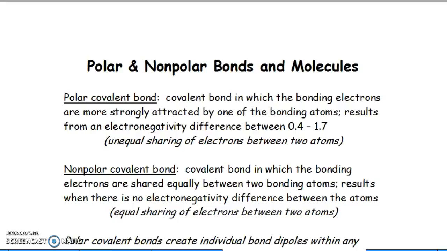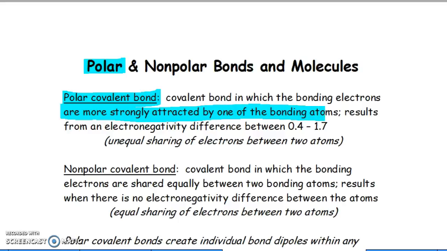All right, so today's screencast is going to be about polar and nonpolar bonds. At first, we're going to start talking about polar bonds. A polar covalent bond is a bond between two nonmetals in which the bonding electrons are more strongly attracted by one of the bonding atoms. This results in a difference in electronegativity between 0.4 and 1.7 and an unequal sharing of electrons between two atoms.